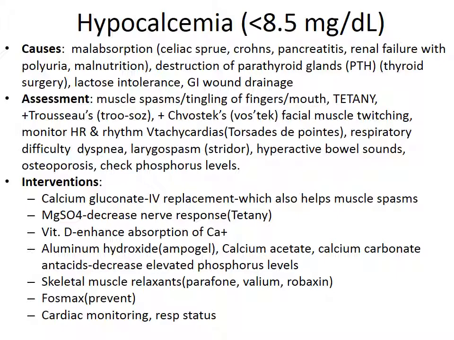Interventions for hypocalcemia include calcium gluconate IV replacement, which also helps muscle spasm, magnesium sulfate, which decreases nerve response for tetany, vitamin D, which enhances absorption of the calcium, aluminum hydroxide or Amphojel, calcium acetate, calcium carbonate. These antacids decrease elevated phosphorus levels, and then skeletal muscle relaxants such as Parafon, Valium, or Robaxin for muscle spasms, and then Fosamax, which is prevention for hypocalcemia, and cardiac monitoring and respiratory status.